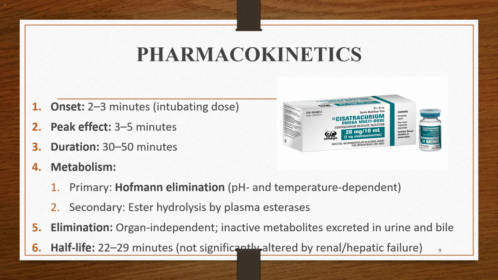4. Metabolism. 1. Primary. Hofmann elimination. This is the main way Cisatracurium breaks down in the body, and it's affected by pH and temperature. 2. Secondary. Ester hydrolysis by plasma esterases. This is a lesser pathway for Cisatracurium breakdown. 5. Elimination. Organ independent. Cisatracurium's breakdown doesn't rely much on liver or kidney function. An active metabolite excreted in urine and bile. The broken down parts of Cisatracurium leave the body through urine and bile.